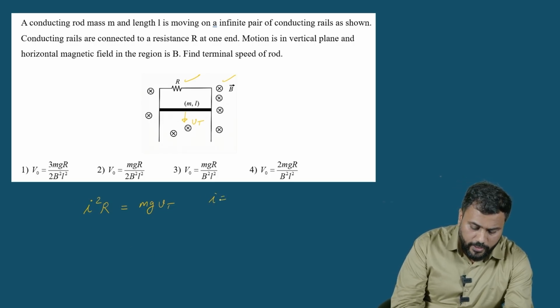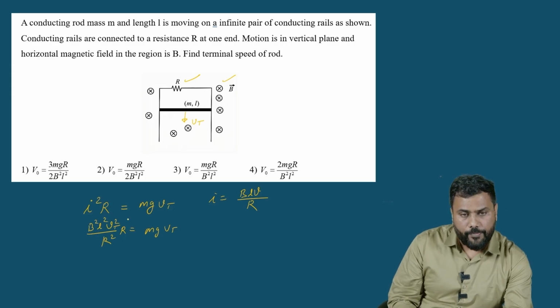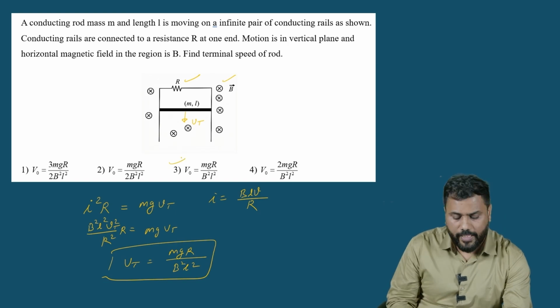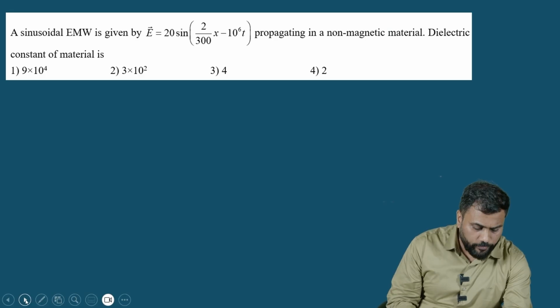Now current generated here will be motional EMF, which is going to be BLV by R. If you substitute that here, so B square L square V square by R square into R, that is going to be mgvt. This is also terminal speed of the rod, Vt. Just rearrange this expression. They are asking Vt, so it's going to be mgR divided by B square L square. If you see, the third option is correct here. Again, a very easy question. Let us proceed to the next question.